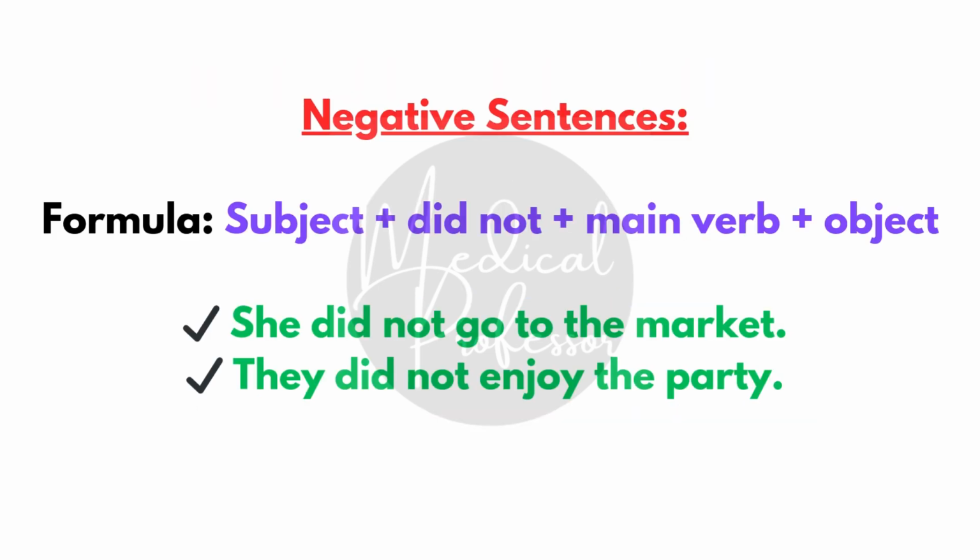Structure of negative sentences: subject plus did not plus main verb plus object. For example, she did not go to the market. They did not enjoy the party.